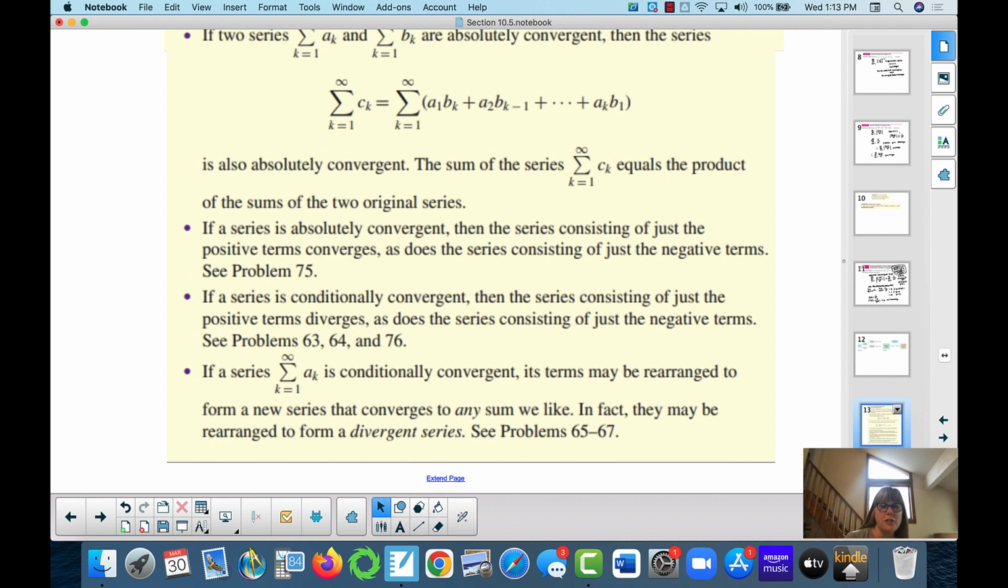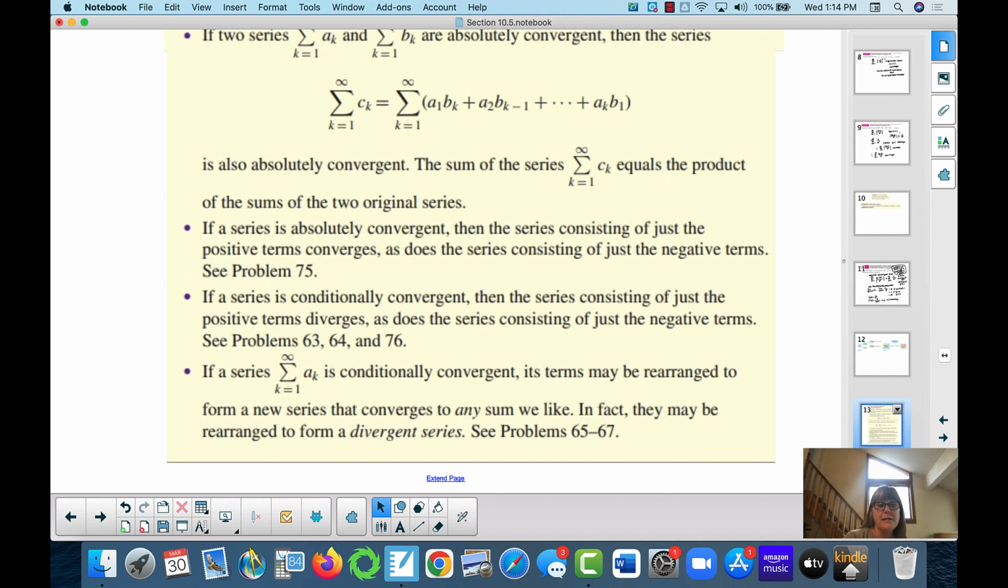Series that are conditionally convergent, however, if you just take the positive terms out of it, that will diverge, or if you just take the negative terms out of it, that will also diverge. So the series with both the positive and negative terms may converge under certain conditions, but if you just take the positive or just the negative, those individual series will be divergent.